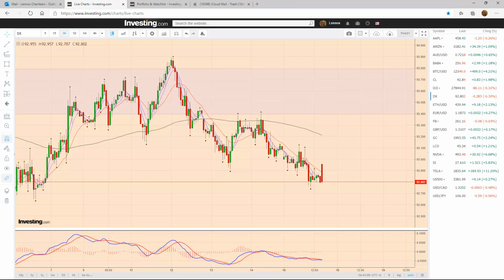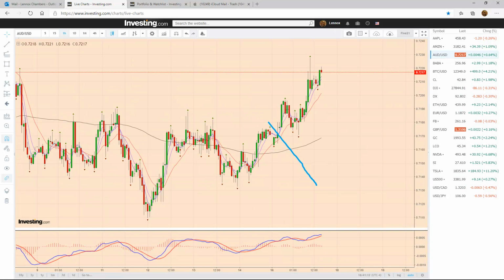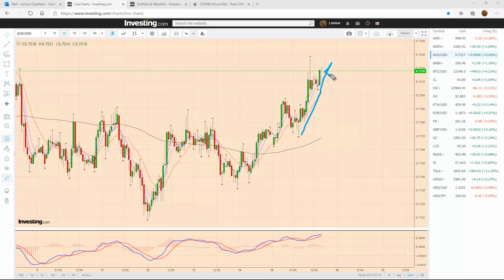So the expectation was for a continuation to the downside, and it did just that. And of course, it provided opportunities in Aussie US dollar to the upside, which worked out nicely, and Euro US dollar to the upside, and so on.